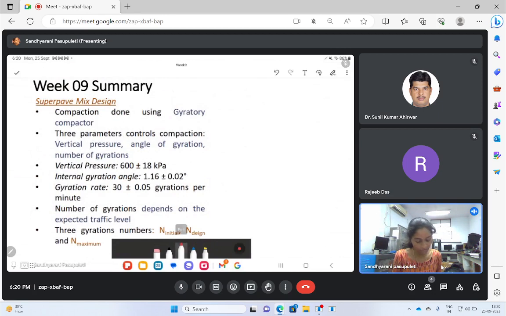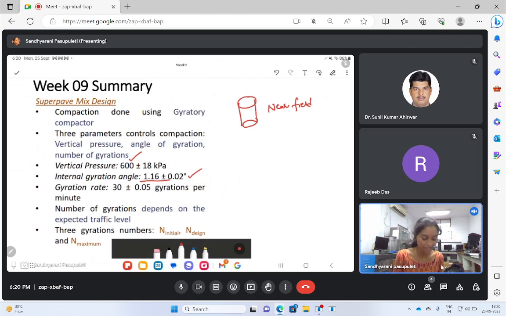The main difference between this Marshall mix design and the Superpave mix design is the kind of compaction to which we are subjecting the mix, because in Marshall the compaction is always the impact, whereas in Superpave mix design, if you remember, the mix would be subjected to a near field condition where a load of around 600 kilopascals of vertical pressure would be applied with an angle of 1.16 degrees, and it will be applied in multiple gyrations. It is kind of rotations.